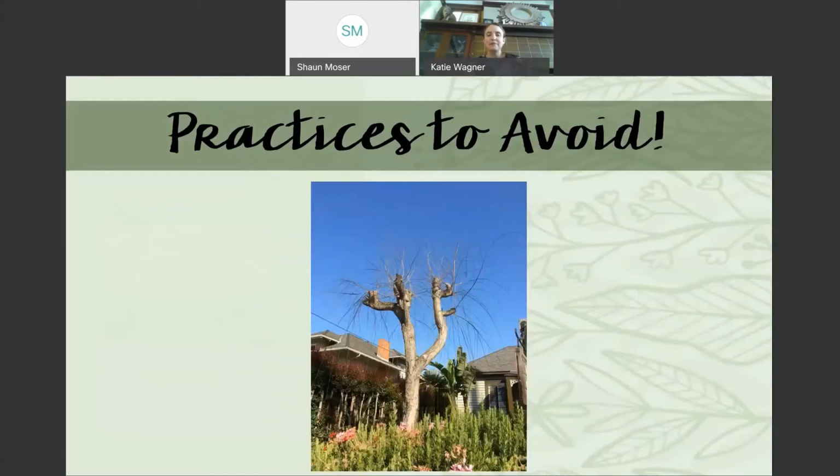This is topping. We talked about that. And look at the growth response from that topping. All of those water sprouts popping out of there are all very weakly branched, not particularly beautiful, not healthy for the tree. That tree at this point, there's nothing you could do to correct it. You need to just take it down and replant something that's appropriate.